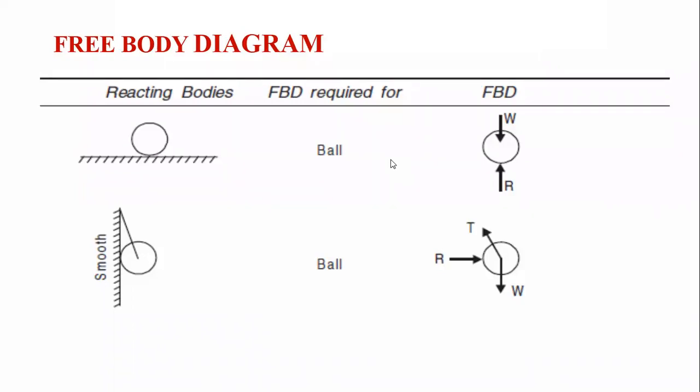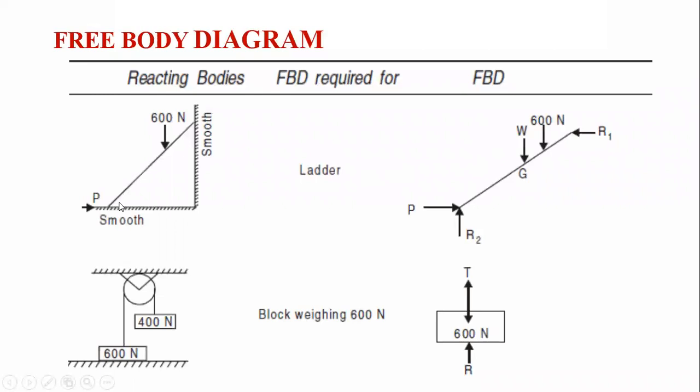Now let us see another diagram. Here there is a ladder which is supported over a wall and a floor, and there is one weight. Let us consider a man standing on that ladder having a weight of 600 Newton. Here the free body diagram required is of the ladder. Now what we have to show, first of all, is the self weight of the ladder, which acts at the CG of the ladder.